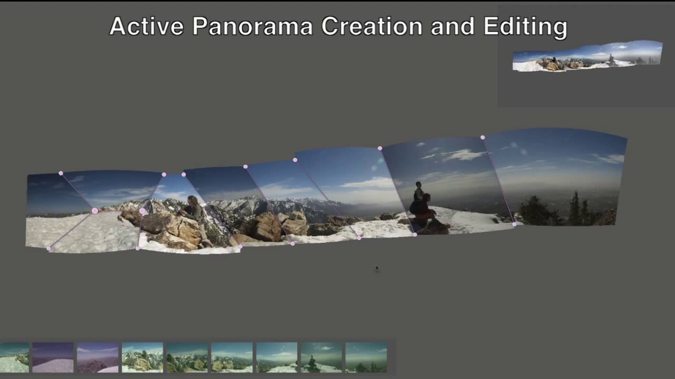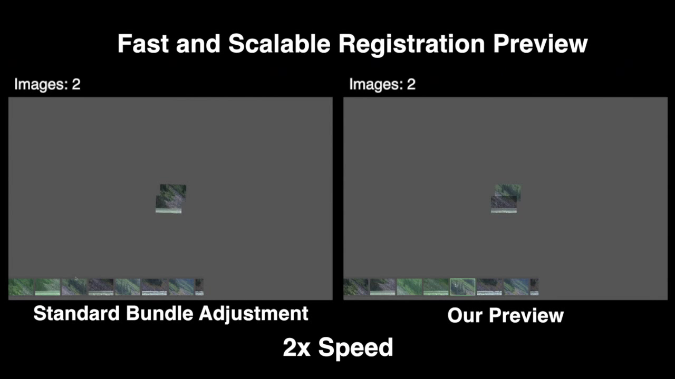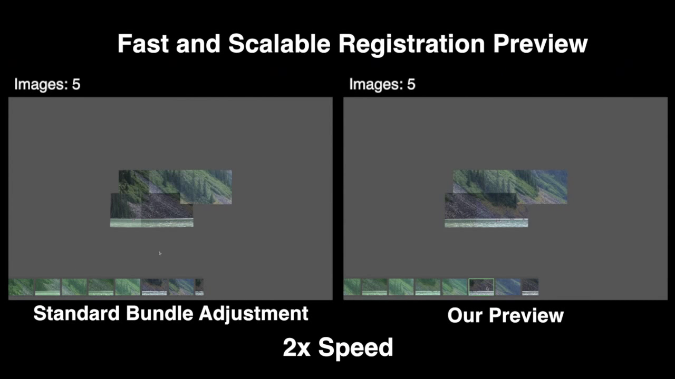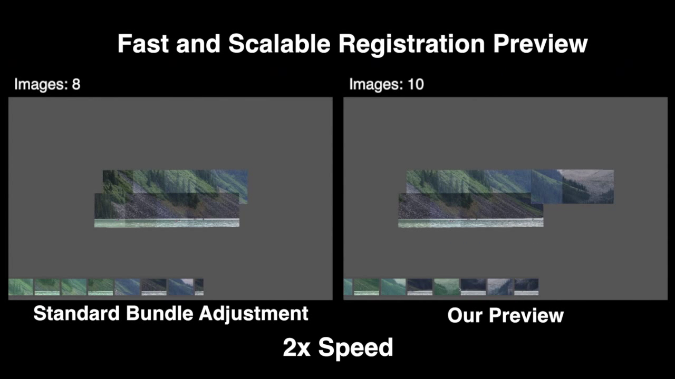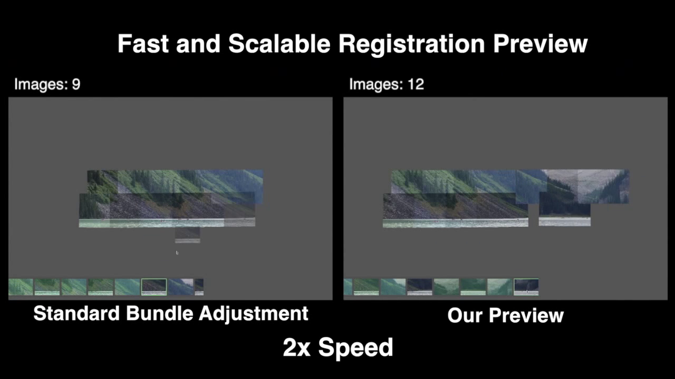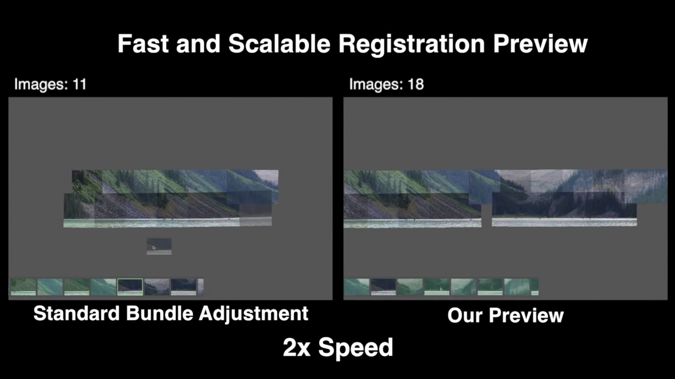To enable this experience, we provide new contributions in registration previews, streaming boundary calculations, and a new robust mesh representation for panoramas. Straight global registration is not conducive to interactive editing or online acquisition. Therefore, we introduce a fast and scalable registration preview which operates on the individual images directly, to allow a user or camera to quickly add or remove images from the panorama.